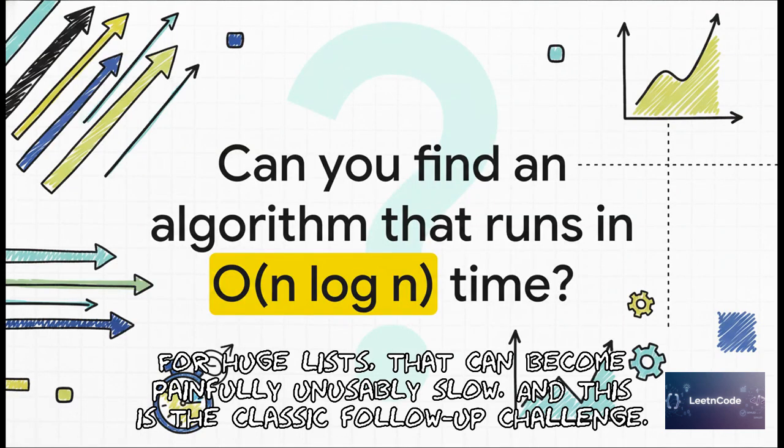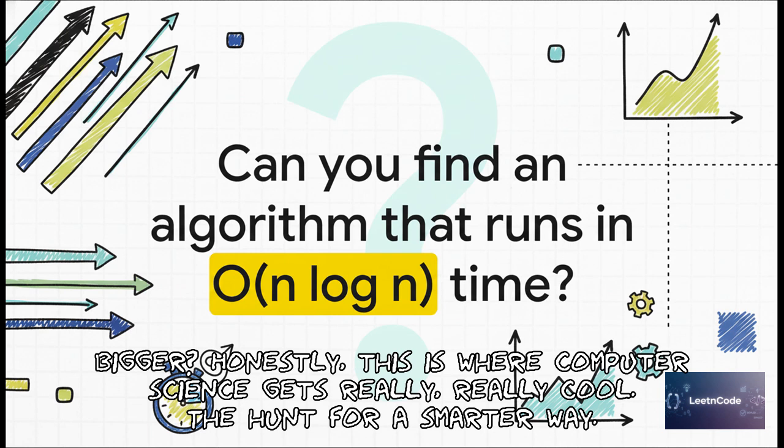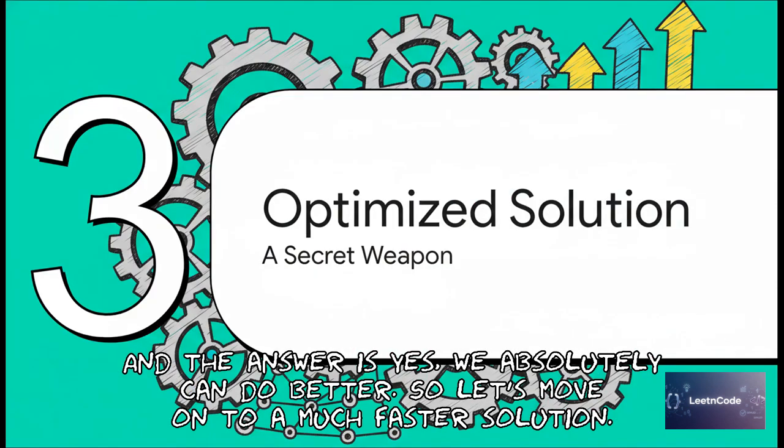And this is the classic follow-up challenge. Can we do better? Is there a faster way? One that doesn't slow down so dramatically as our list gets bigger? Honestly, this is where computer science gets really, really cool. The hunt for a smarter way. And the answer is yes, we absolutely can do better. So let's move on to a much faster solution.